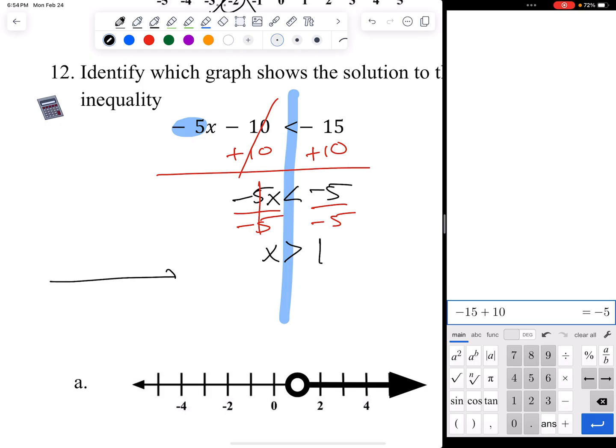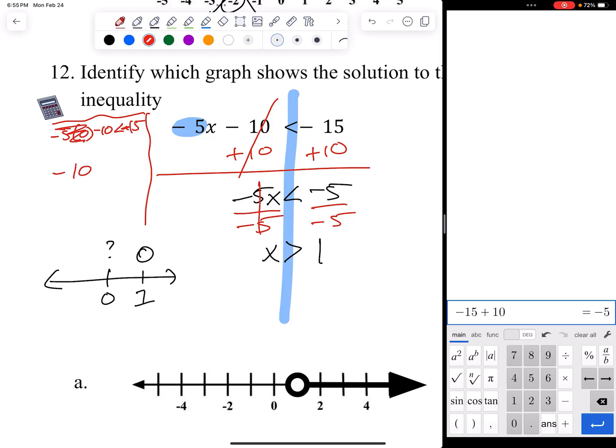Now, normally, how would I graph this? I would go like this. There's my 0. There's my boundary point. It is open. What direction do I go? I'm going to check 0. So let me do this up here. Again, I don't need a lot of room. -5 times 0 minus 10 is less than -15. The 5 times 0 goes away. So is -10 less than -15? Is that true? No. So I do not go in that direction. Do you see that? What direction do I go? Since I put an x there, I can't go to the left, which means I go to the right.